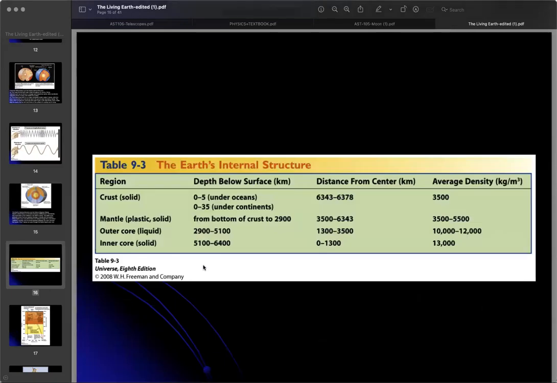Here is some description of the different layers: the crust, which is solid; mantle, which is solid but plastic also. Over a period of thousands and millions of years, there are movements that happen in it. Outer core, which is liquid; inner core, which is solid. Those are the depths and the distances and the average densities.